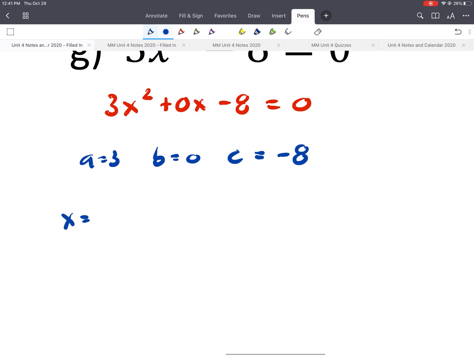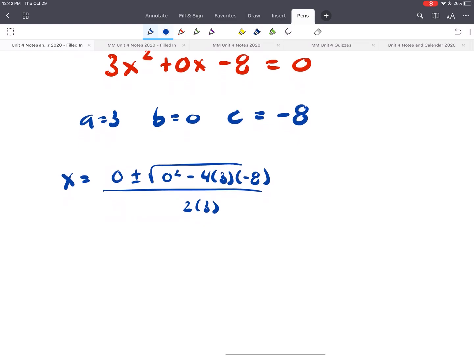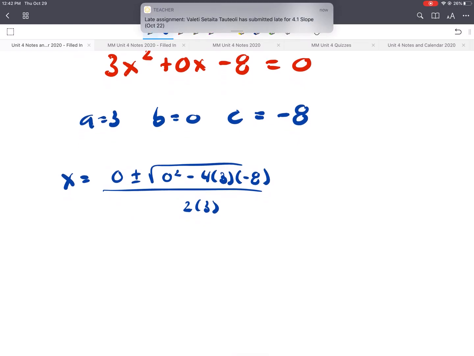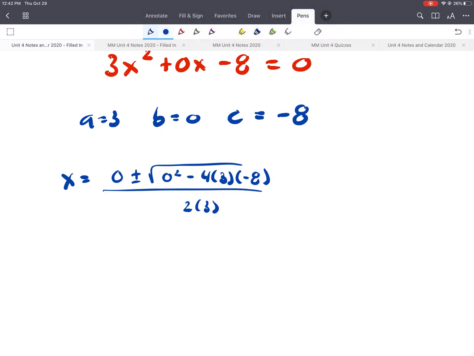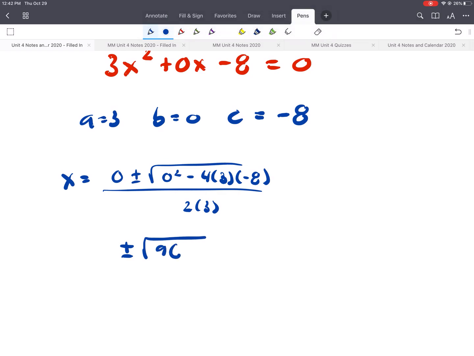So x equals negative b, so that's 0, plus or minus the square root of 0 squared minus 4ac, all over 2a. So we'll simplify the discriminant. You could put the 0 if you wanted to. 0 squared is just 0, minus 4 times 3 times a negative 8 gives us a positive. So we'll have plus or minus the square root of 96 over 6. And I don't think that's a perfect square, so we'll do a factor tree.